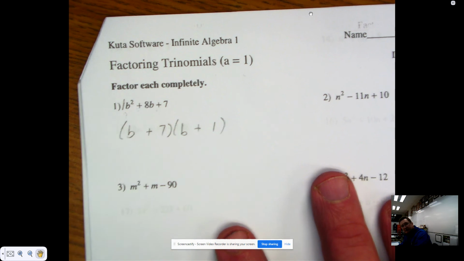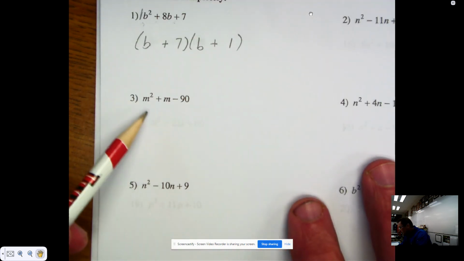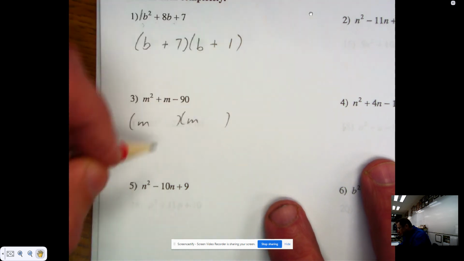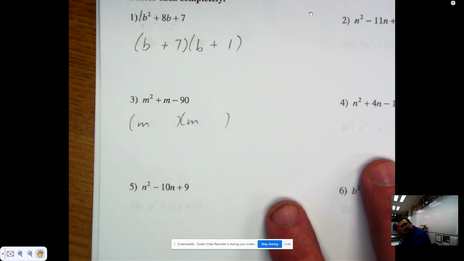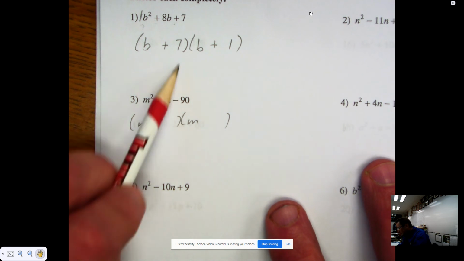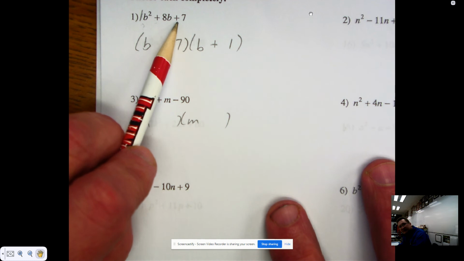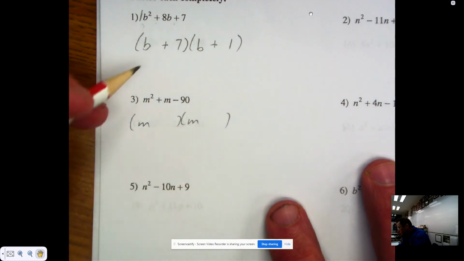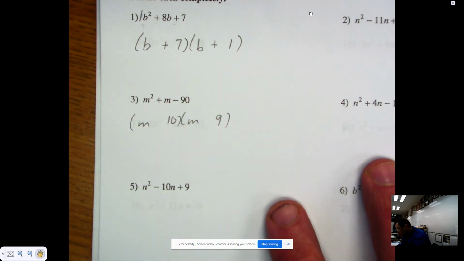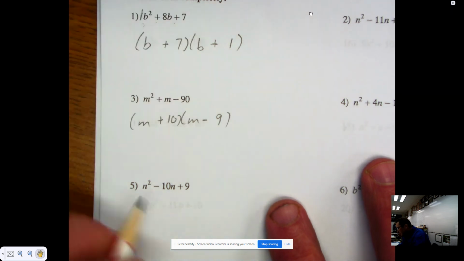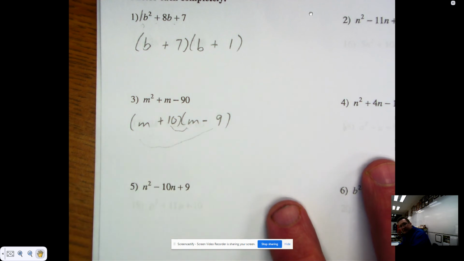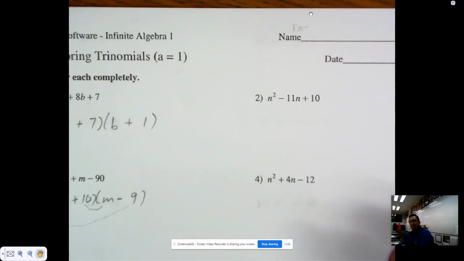Okay? And number 3 here, it's m squared plus m minus 90. Now we need to think to ourselves, what multiplies to 90 and has a difference of 1? Again, since this is a minus sign, we think about difference. On the last problem, it was a plus sign here, so we thought about sum. Two numbers that multiply to 90 and have a difference of 1 are 10 and 9. You can see that I would have a plus 10m if I multiplied it out and a minus 9m there, for a grand total of plus 1m.